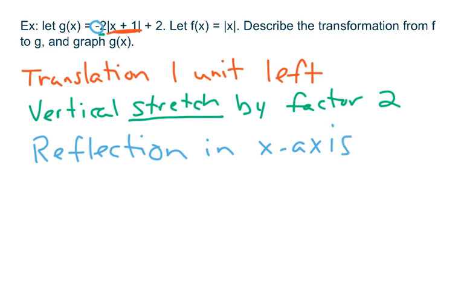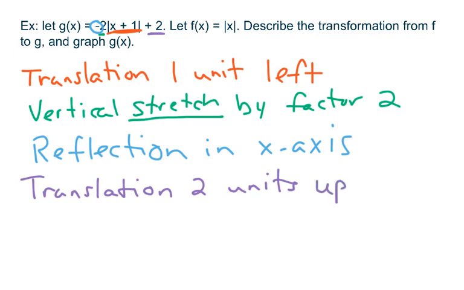And then the last thing here is the plus 2. The plus 2, it's on the end of the function. It's not directly to x. Anytime we're adding or subtracting, it is a translation. Translation, it's going to be 2 units. And since it's vertical, the directions are normal. This is 2 units up.